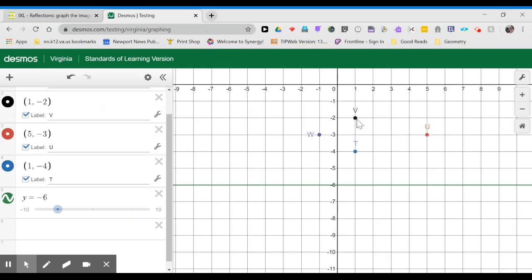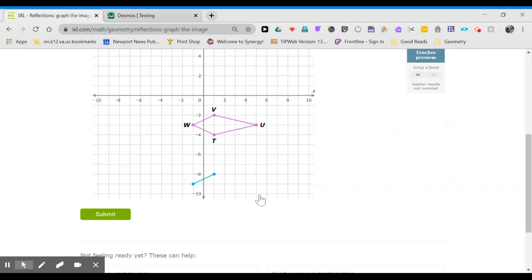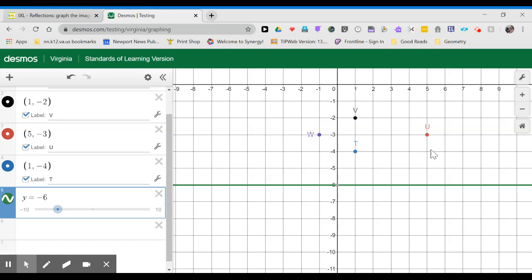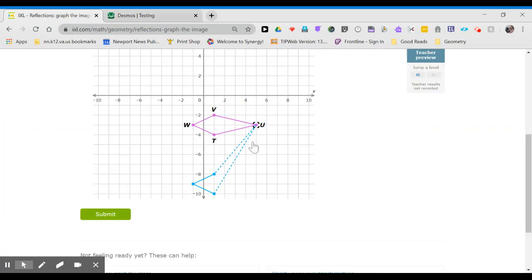All right, so let's do V. It is 1, 2, 3, 4 away from my line of reflection. 1, 2, 3, 4. So it's going to be at 1, -10. And then lastly, U is 1, 2, 3 away. So 1, 2, 3. It's going to be at 5, -9. So 5, -9. And I should be able to look at it and say, okay, is that a reflection across that line right there? Sure is.